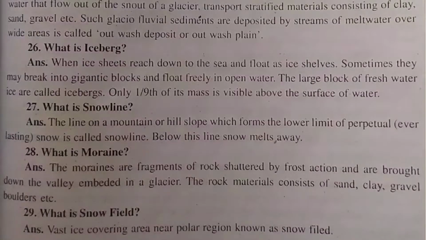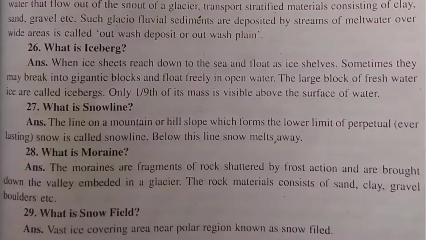Next question is what is moraine? Moraines are fragments of rock started by frost action and brought down the valley embedded in a glacier. The rock materials consist of sand, clay, gravel, boulders, etc. Next question is what is a snowfield? Vast ice covering the area near the polar region is known as a snowfield.